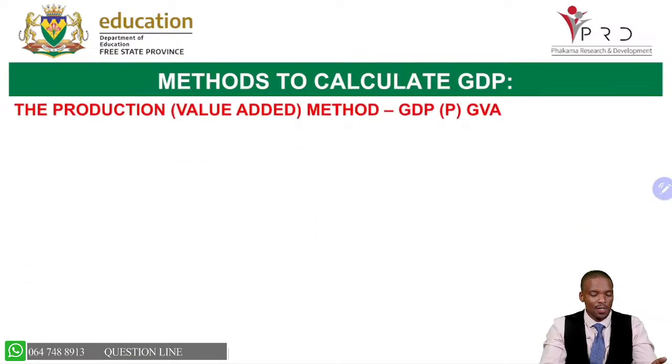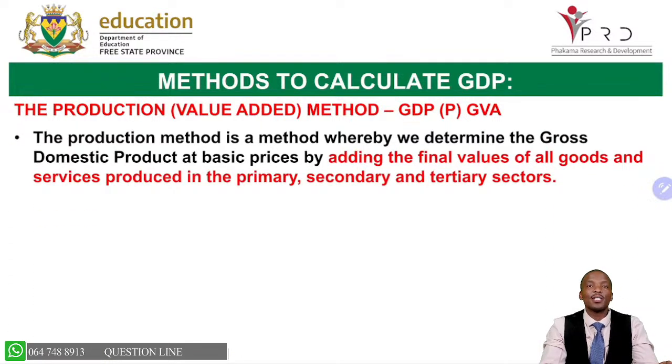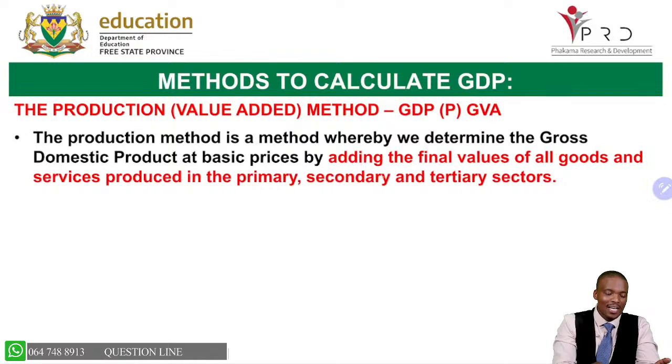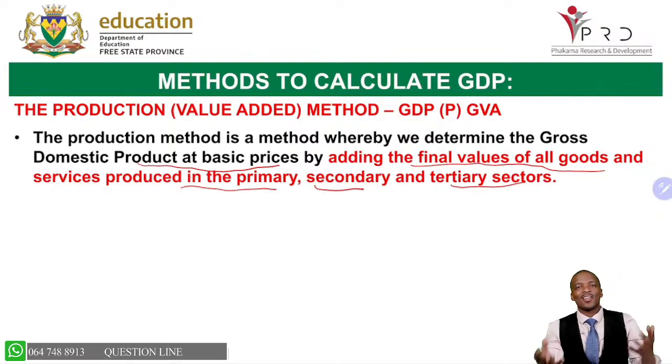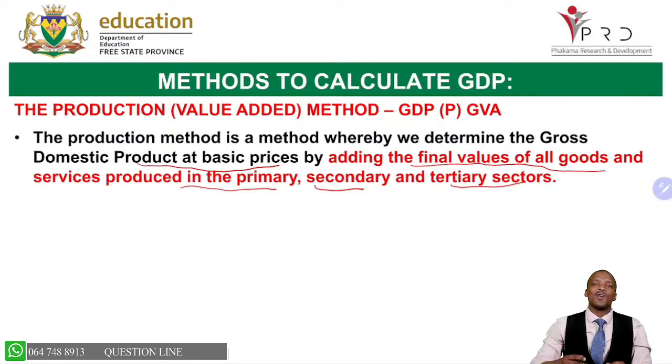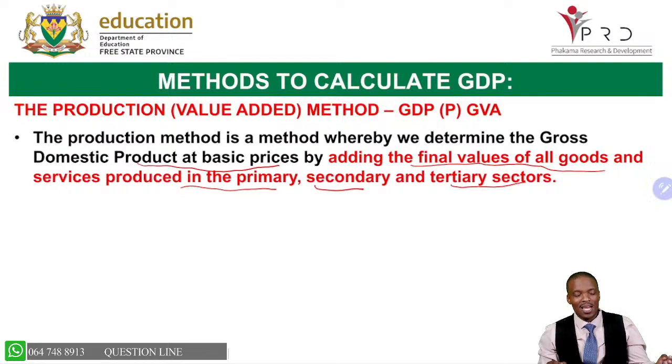Then let's look at the production method, whereby we determine the gross domestic product at basic prices by adding the final value of all goods and services produced in the three sectors of the economy: the primary sector, the secondary sector, and the tertiary sector. Now here's another piece of advice. Another question we ask: which method was used to calculate GDP above? You will see it when you say it's the production method.